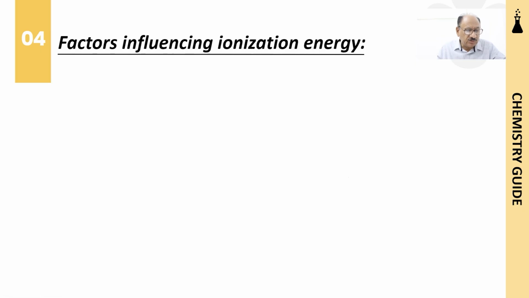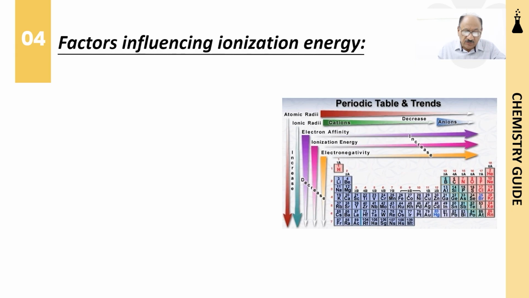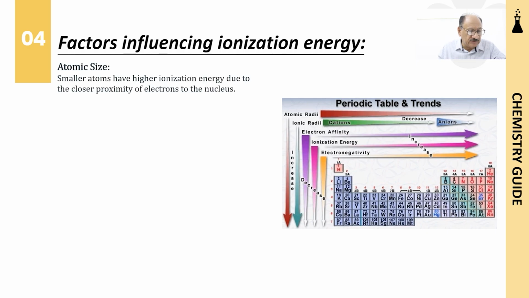Now the question is, what are the factors influencing ionization energies? You will have to go through these factors, because in the exam they will discuss a lot of things about the basis for this. First of all, atomic size. Atomic size is very important. Smaller atoms have higher ionization energies because the electrons are very close to the nucleus. If an atom is of bigger size, electrons will be away from the nucleus and under the lesser influence of the nucleus. So you need to check the atomic size.